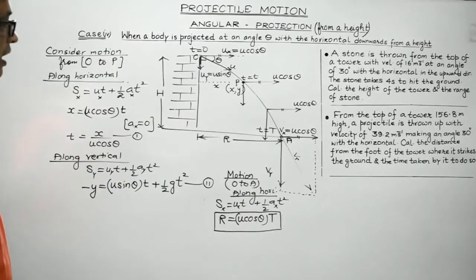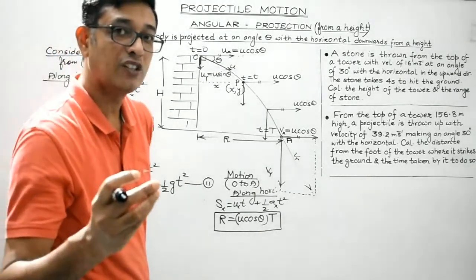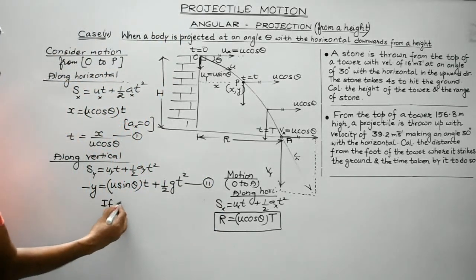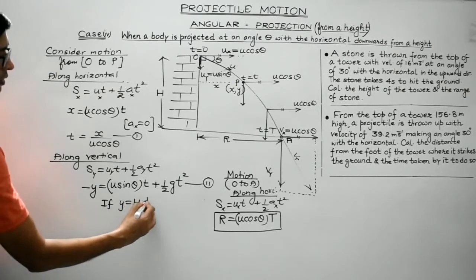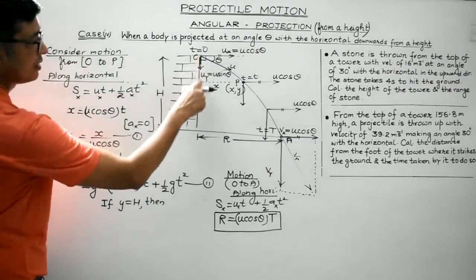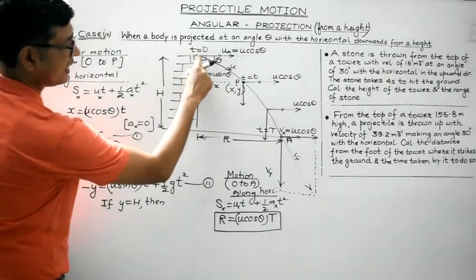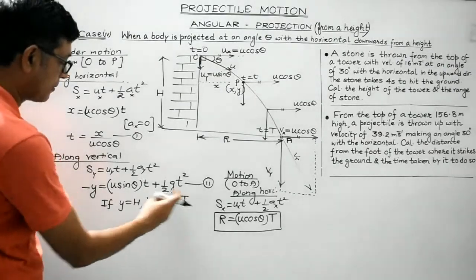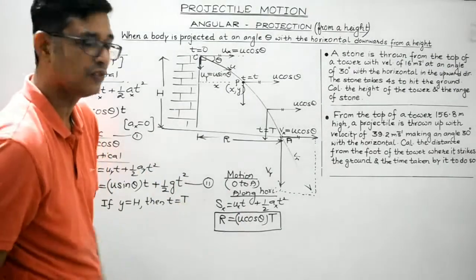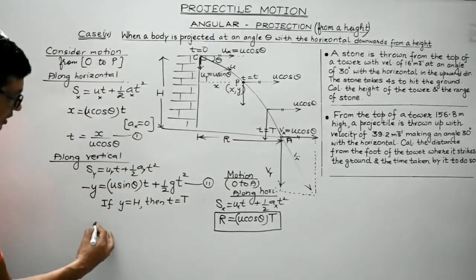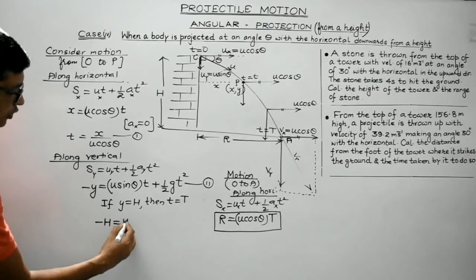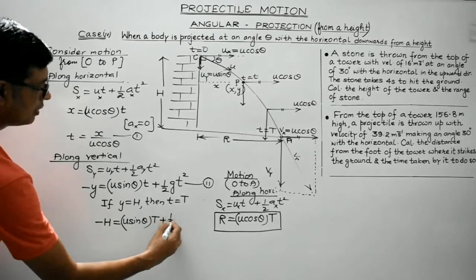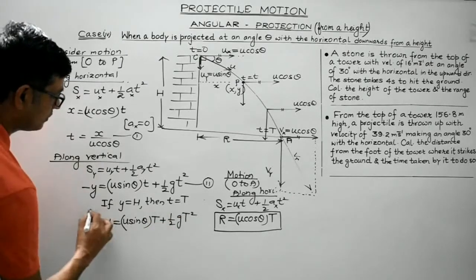Right, students? And in order to find out the time of flight, here, if y is equal to h, then time small t would be equal to capital T. Or when t goes to capital T, then y would be equal to h. You can consider the vice versa. So if you substitute this value over here, what you get is minus h is equal to u sin theta, in place of small t replace capital T, plus half g t square.